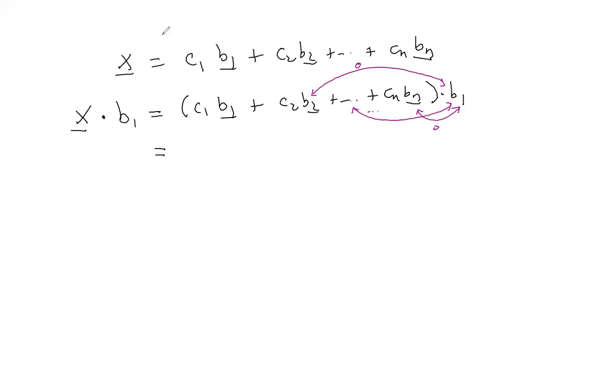Right? So you get C1 B1 dot B1 plus a bunch of zeros. This is one of the nice properties of the dot product: it distributes. Dot product distributes over sums.